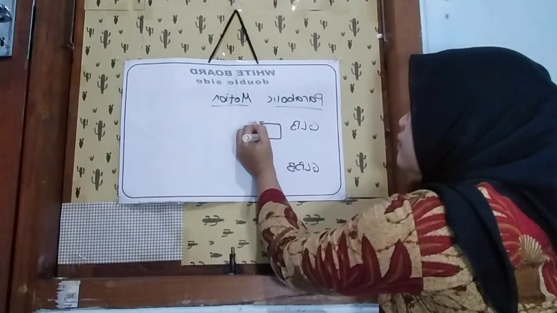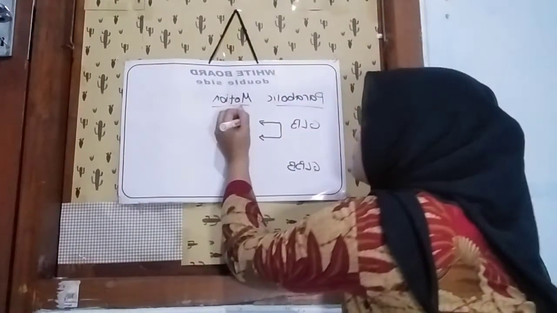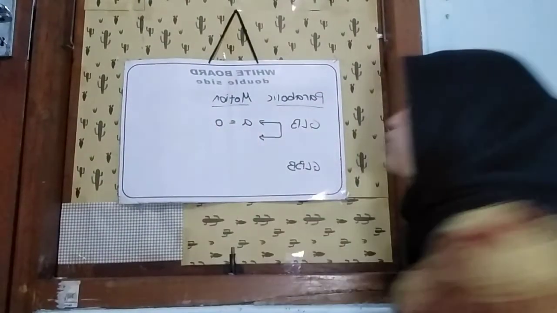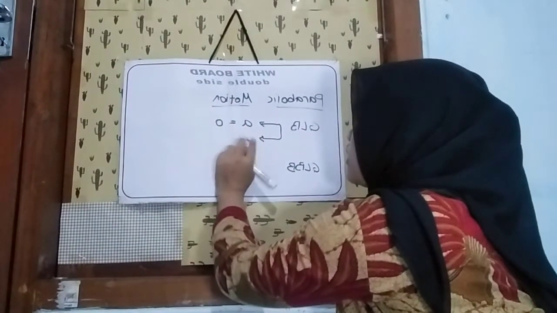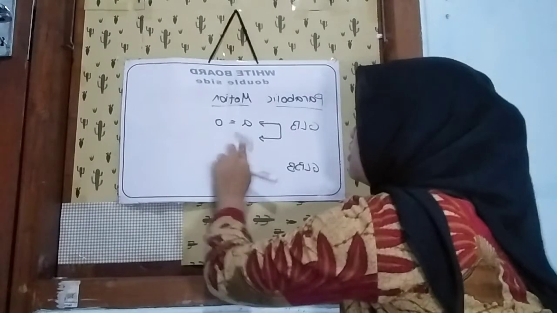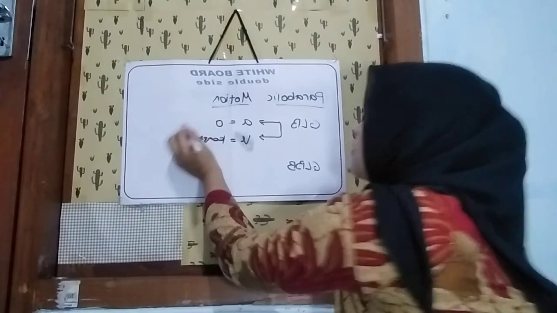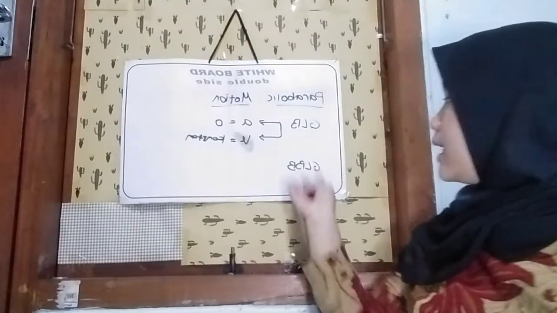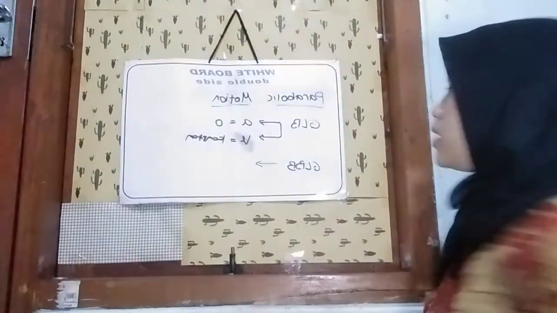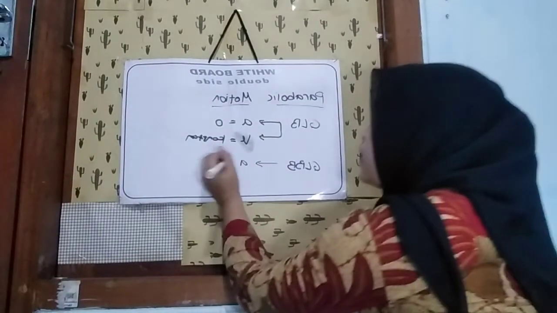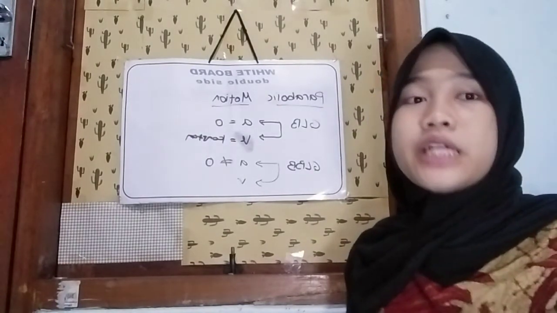As we know, GLB has acceleration equal to 0, so velocity in GLB is constant. And in GLBB, you must know that acceleration is not 0, so velocity in GLBB changes with time.